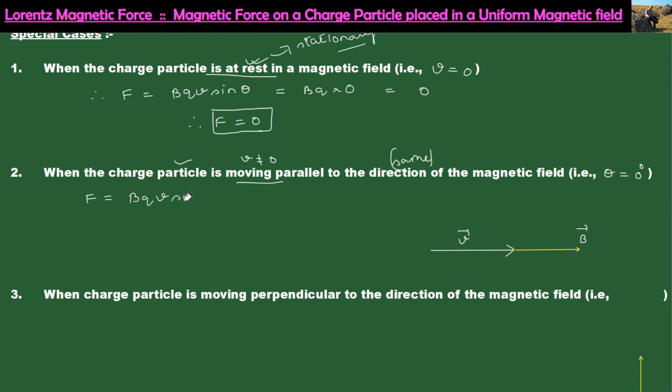But over here, the angle between V and B is equal to 0 degree. So when you put in place of this theta 0 degree, we know that sine of 0 will be equal to 0. So over here, this will be BQV into 0, which gives us that the magnetic force is equal to 0, which means that there will be no magnetic force.